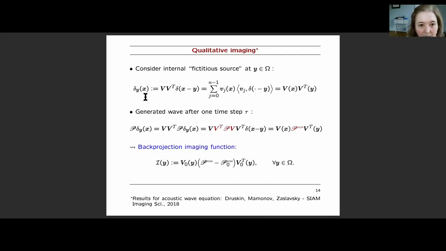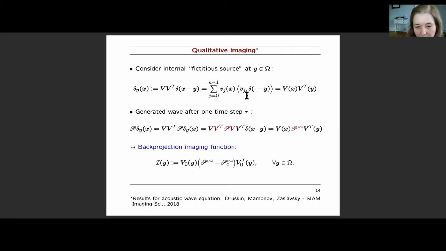So suppose that you have an internal fictitious source at the point Y at which you want to image, which is localized there. So that would ideally be a Dirac delta at Y. Well, we can't do a Dirac delta, so let's consider the projection of this on our approximation space. The projection is given by VV transpose, where V, I remind you, is the quasi matrix of orthogonalized snapshots. And what this notation means is exactly this.